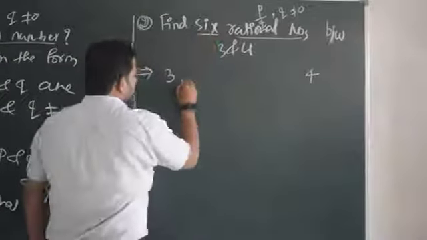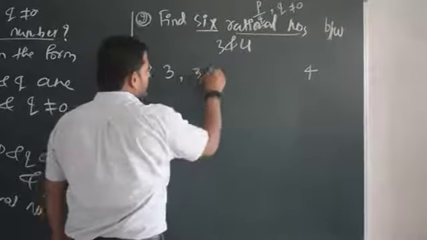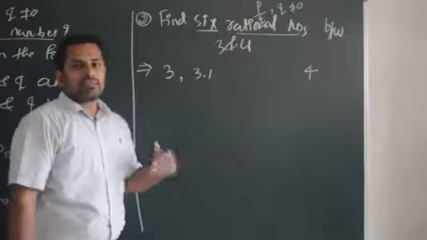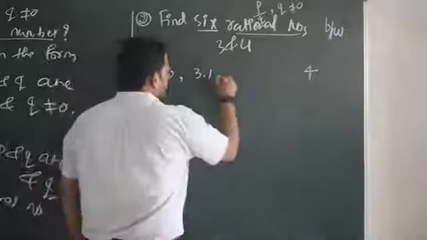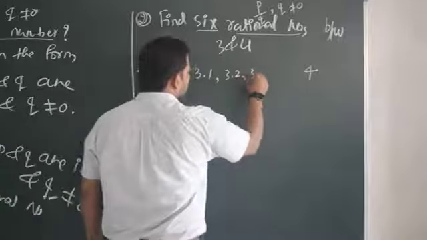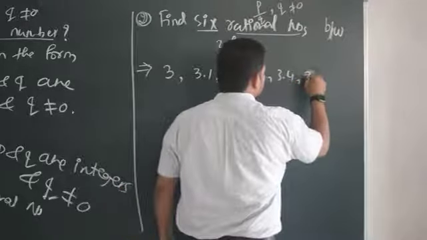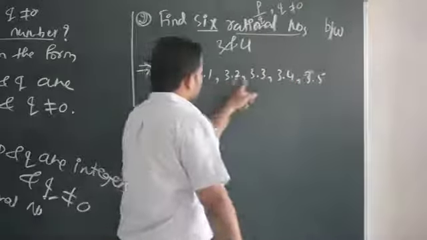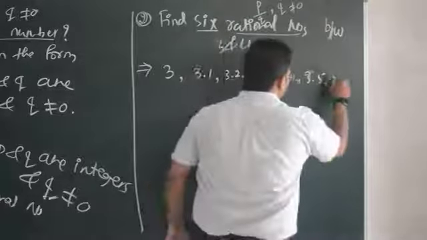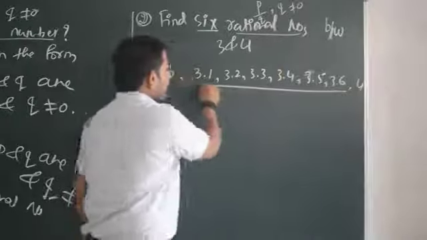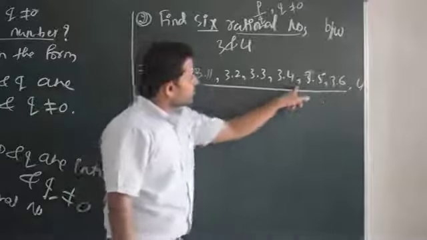So after 3, let me write 3.1. Is it in the form of p by q? Right now it is not, but we will bring it. Now after that, let me write 3.2. Next let me write 3.3. Next 3.4. And let me take 3.5. How many? 1, 2, 3, 4, 5. And let me write one more, 3.6. After that 3.7 everything will come, but we want only 6. How many are there? 1, 2, 3, 4, 5, 6.